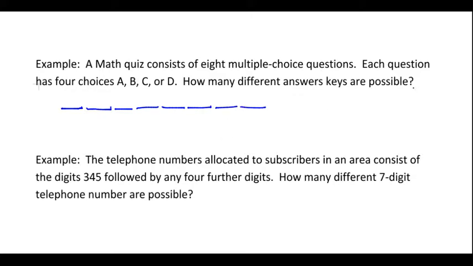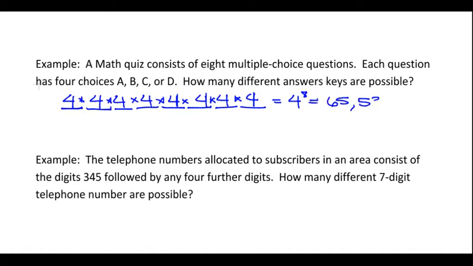Now, if each question has 4 choices, A, B, C, or D, then that means that for each of these questions, there are 4 possible answers. And we know that answers can be repeated because you've all written tests where there's 4 C's in a row, 6 A's in a row, whatever. So for each question, there are 4 options, and we multiply. So our answer will be 4 to the power of 8, or in your head, 65,536. That's a very popular type of question.